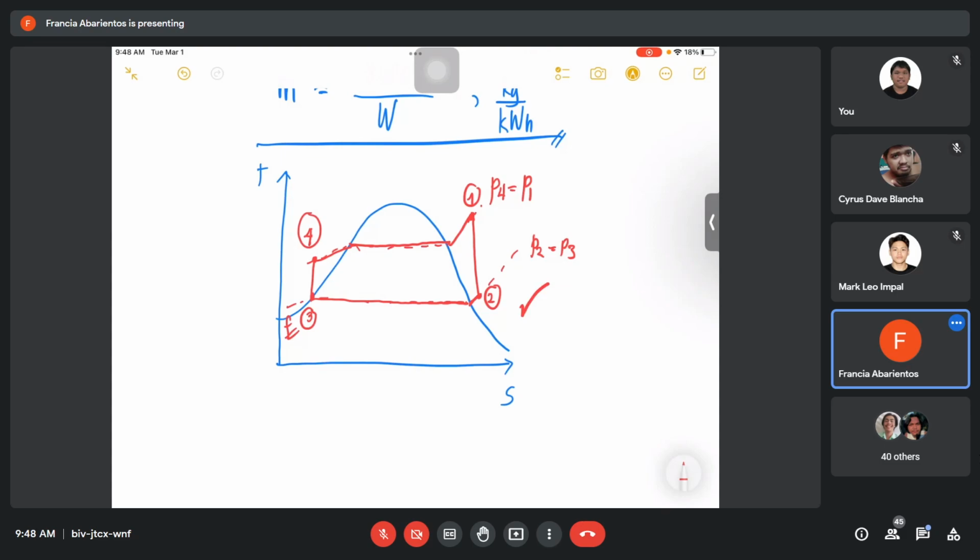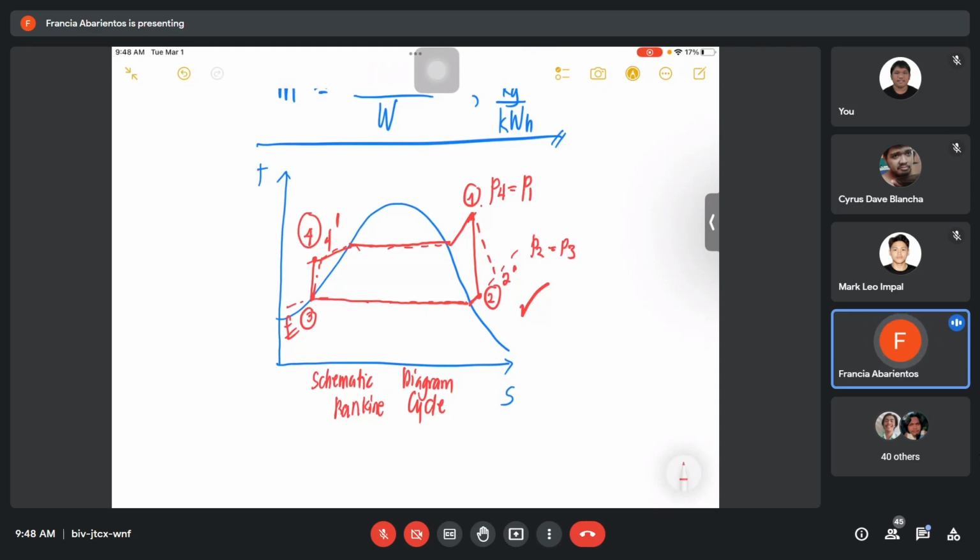Okay? Ito yung ideal. Pag actual class, may ganito. 2' ka na dyan. And dito, 4'. Ayan. So, this is the different orientation of the schematic diagram of the Rankine cycle. Okay? So, if you don't have any question, then may question ba, class? Mahirap.